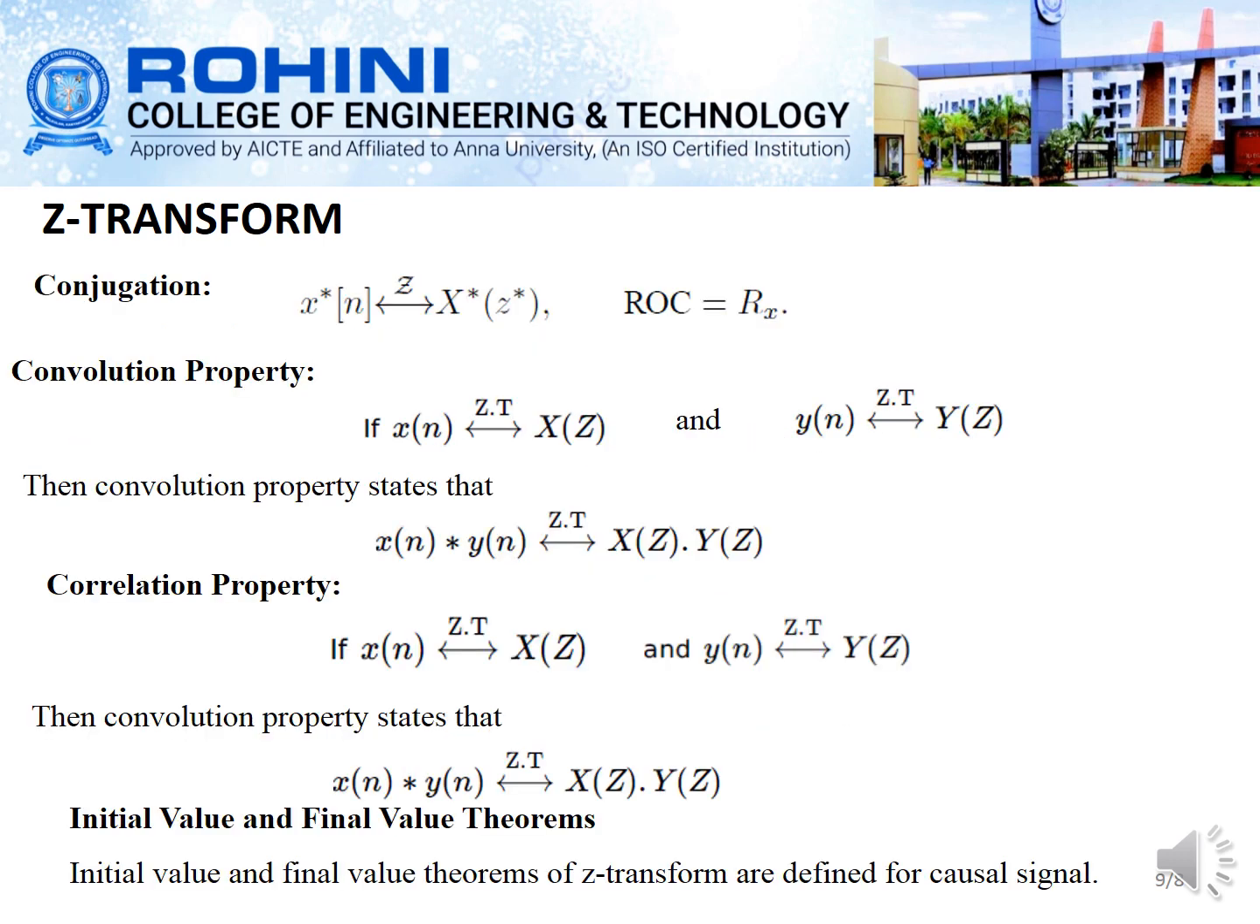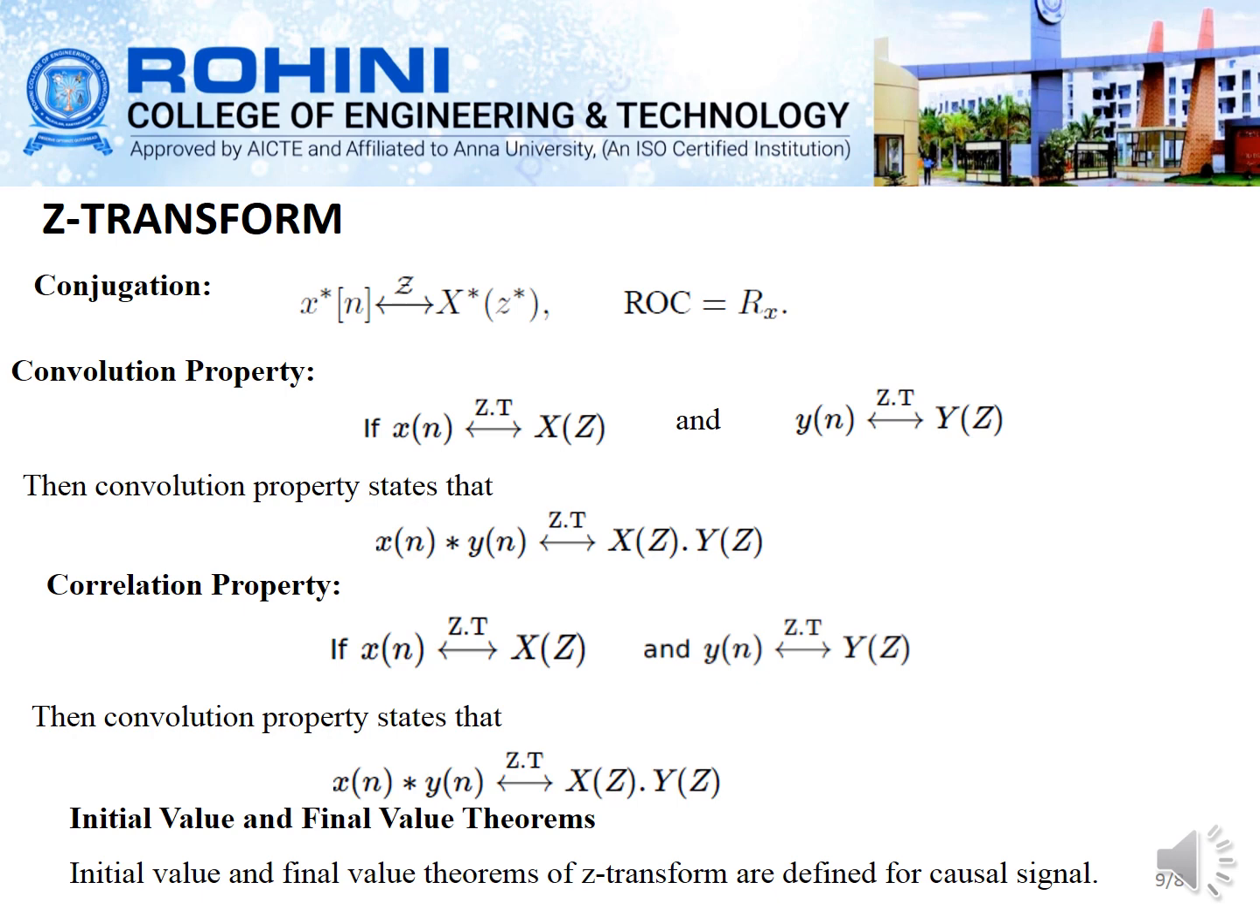Conjugation: the Z transform of x conjugate of n is X conjugate of z conjugate. Convolution property: if the transform of x of n is X of z and the transform of y of n is Y of z, then the property says that x of n convolution y of n equals X of z into Y of z. Correlation property: if the transform of x of n is X of z and the transform of y of n is Y of z, then the convolution property states that x of n convolution y of n equals X of z into Y of z.